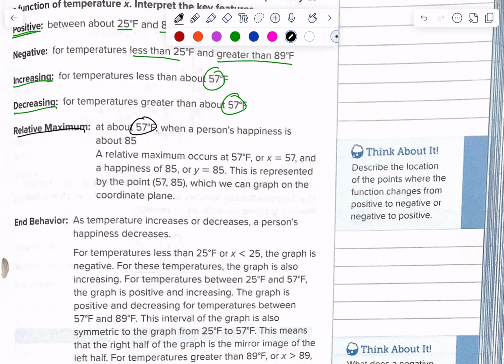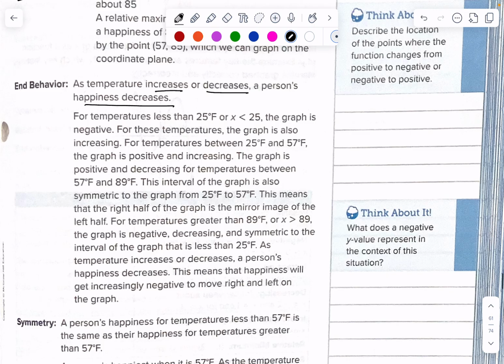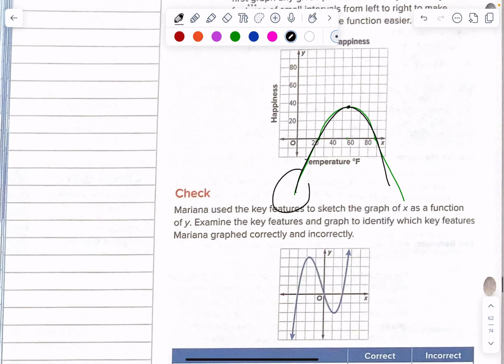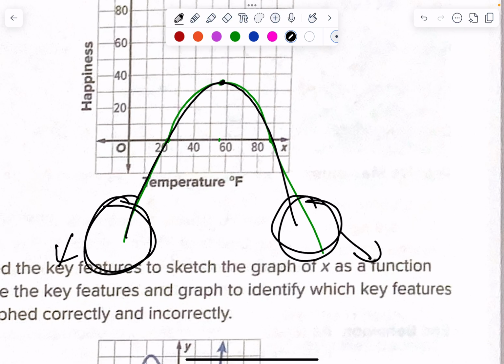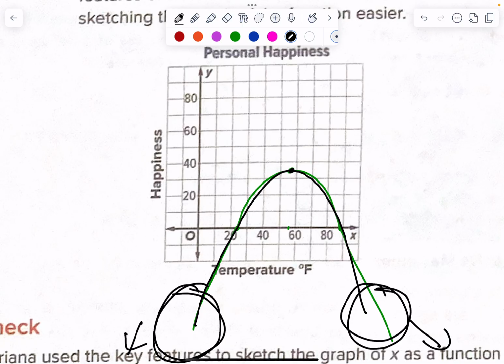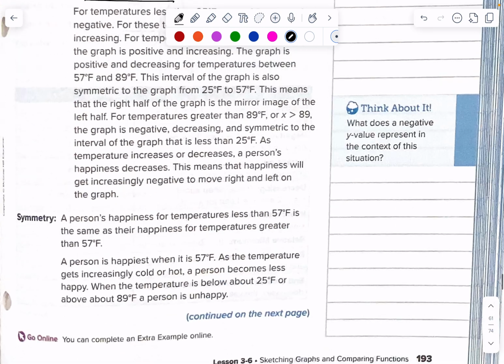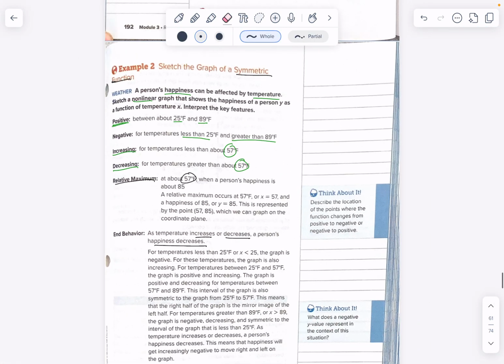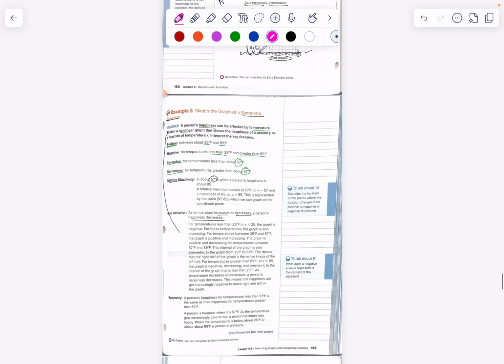I don't know. End behavior, as temperature increases or decreases, a person's happiness decreases. So they're saying basically on either side, it doesn't matter. If the temperature gets too high, you're going to be unhappy. If your temperature gets too low, you're going to be unhappy because it's down on either side. So the degree of your happiness is indicated with temperature. So that's kind of an interesting graph, but it has those qualities on there. Again, you don't need probably every single one of these before you have an idea of what the graph looks like, right? You're just kind of putting those pieces together. A lot of times your graph will end up developing after only like 2 pieces of information, right?